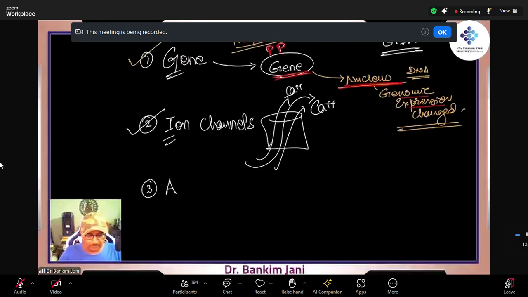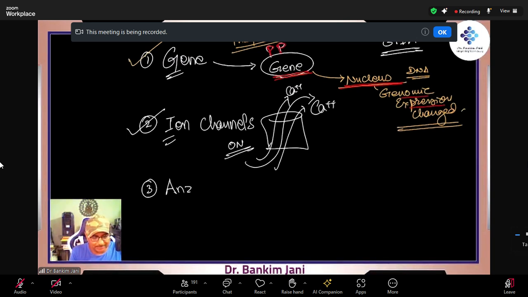So, the ion channels will start working, and when they open, a large amount of calcium would come. When the calcium is coming, it will lead to contraction. Right? So these ion channels will be turned on. Make sense?